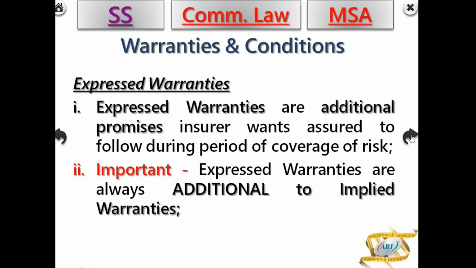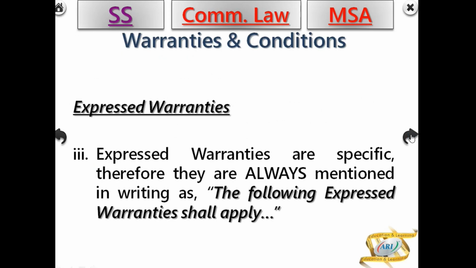promises that the marine insurer wants the assured to make and follow during the time period of coverage. But because they are very specific promissory requirements of the marine insurer, they have to be in writing. And therefore, in the marine insurance policy document, it will be written additionally: the following expressed warranties shall apply: A, B, C, D, E, etc. They are very specific, so you have to mention it.